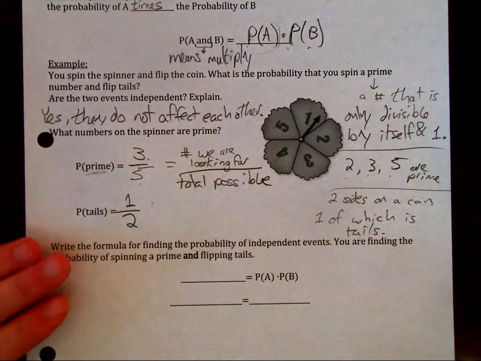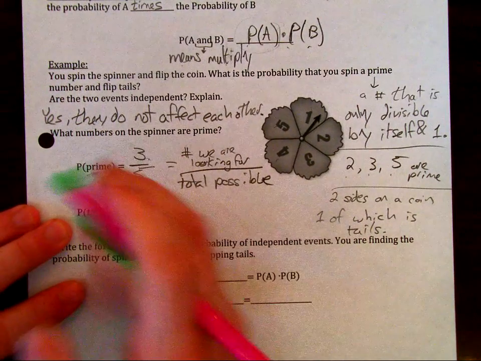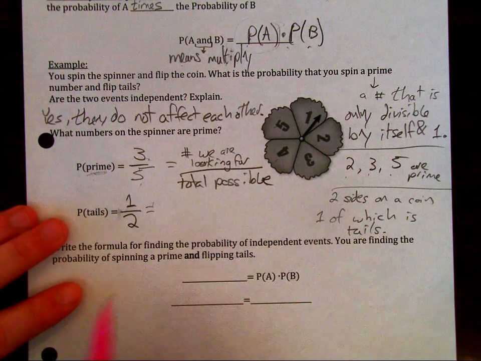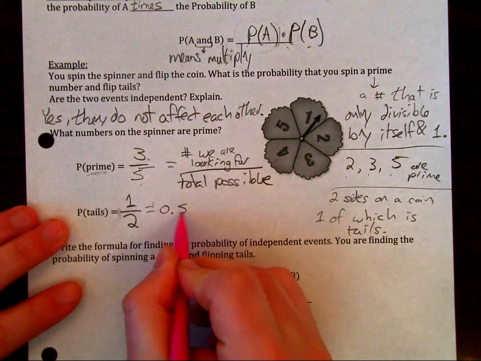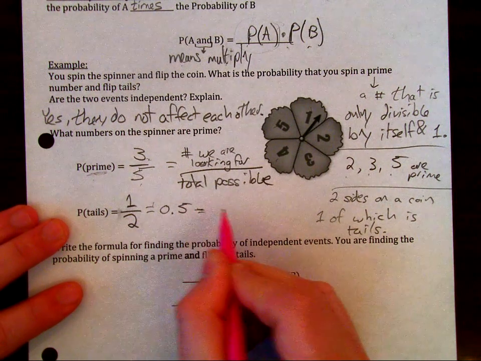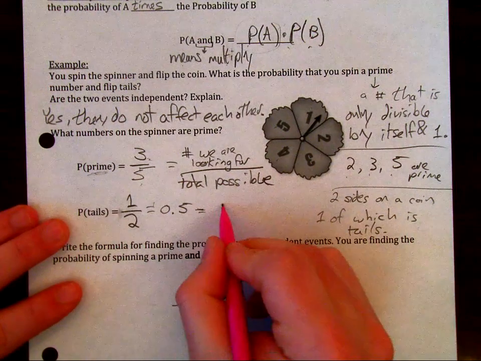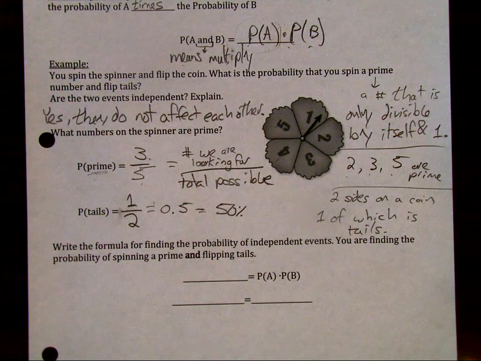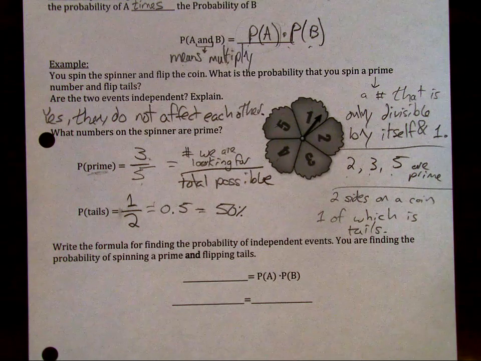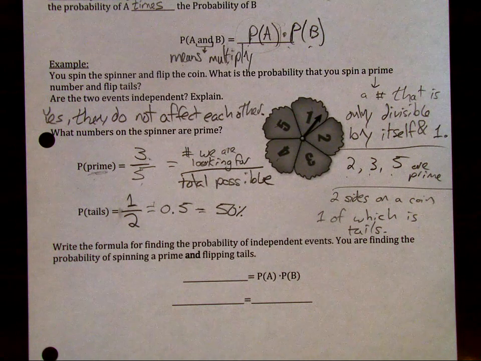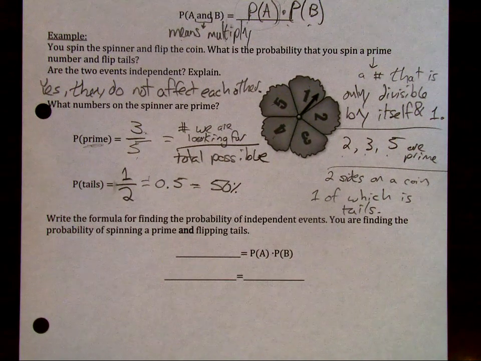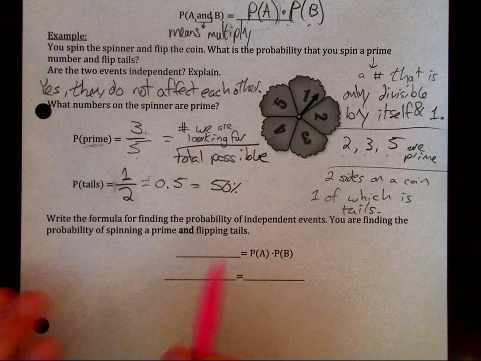And so now, what would we write? What's that decimal value? There it is, 0.5, thank you. And what is that percent? All right, not too bad. Okay. So now, again, we're saying those 2 probabilities put together. So it says, write the formula for finding the probability of independent events. Again, you're finding the probability of spinning a prime and flipping tails.